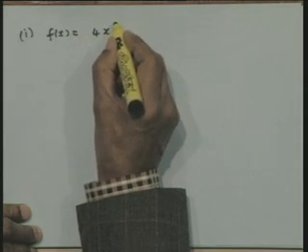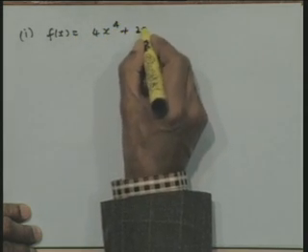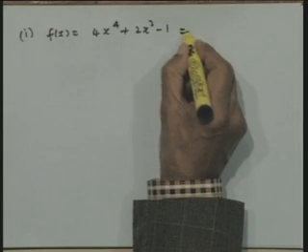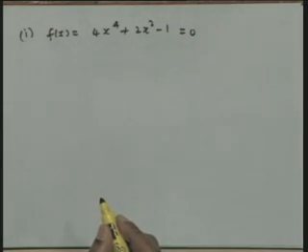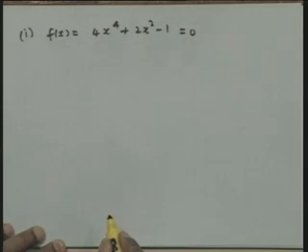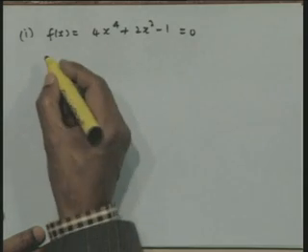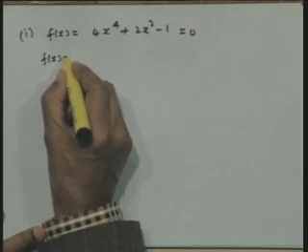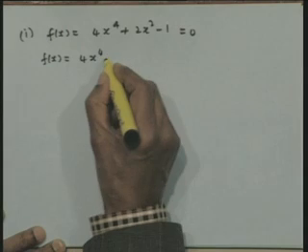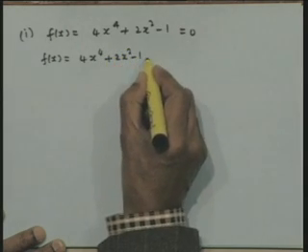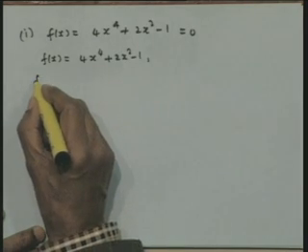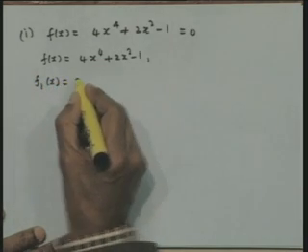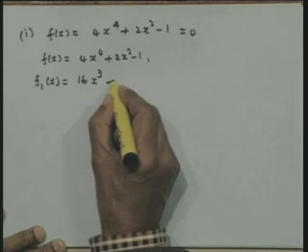Let me take this example, 4x^4 + 2x^2 - 1 = 0. I want to state the number of roots for this equation. So I have the first function f(x) equal to 4x^4 + 2x^2 - 1. I differentiate this and put it as f1, so this is 16x^3 + 4x.